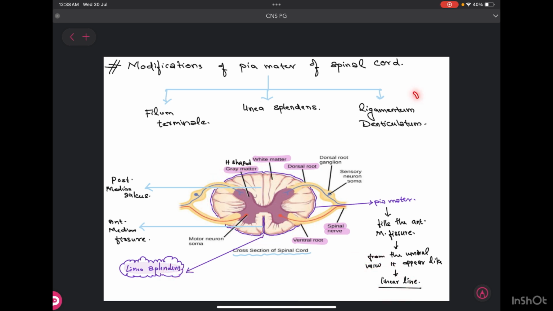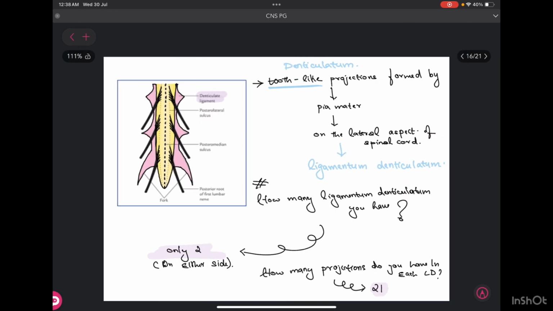And the next modification is ligamentum denticulatum. Denticulate means a tooth-like projection. It is denticulatum, a tooth-like projection. It is formed by the pia mater. Okay, this is the tooth-like projection. It is formed by the pia mater.